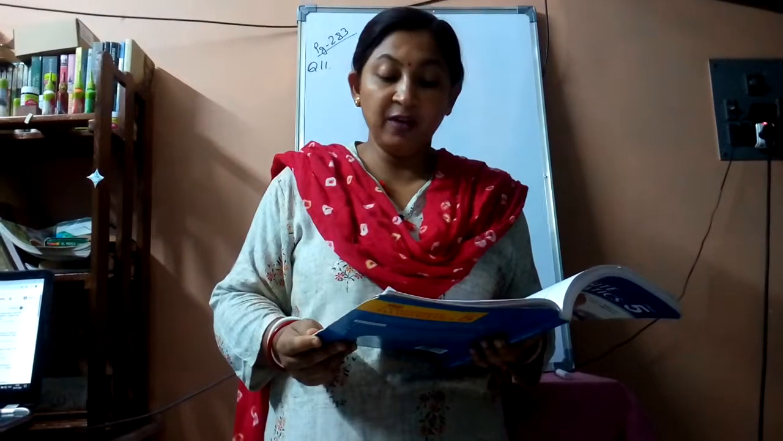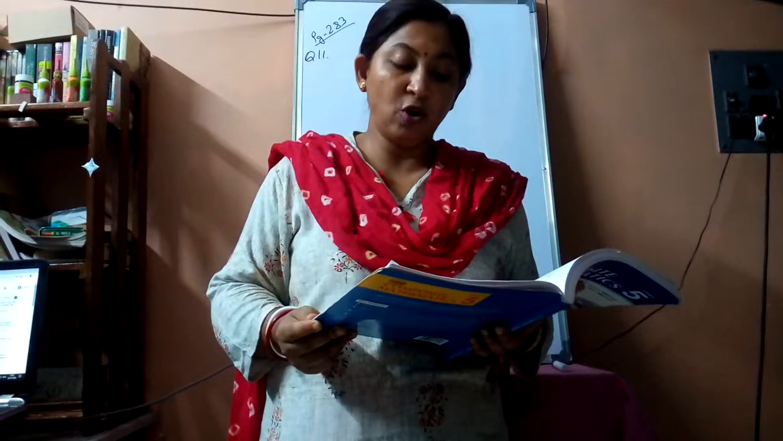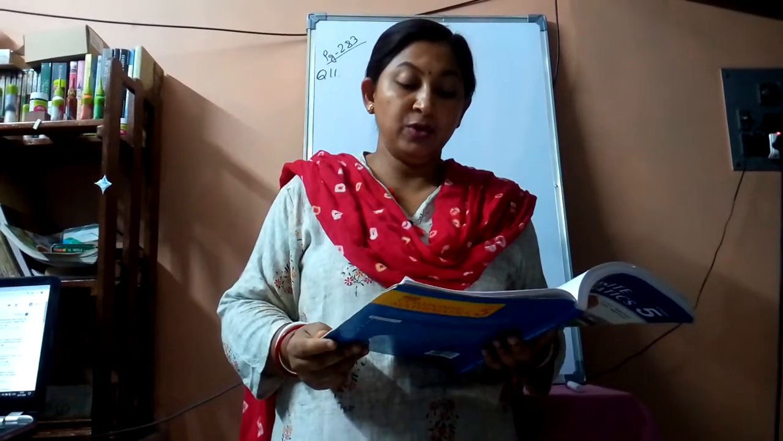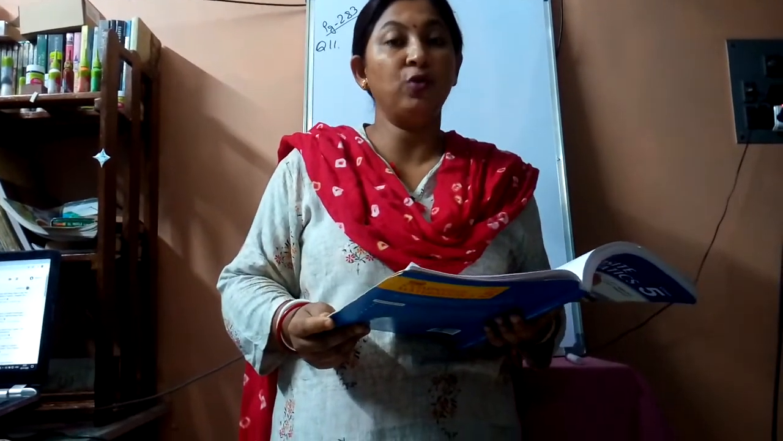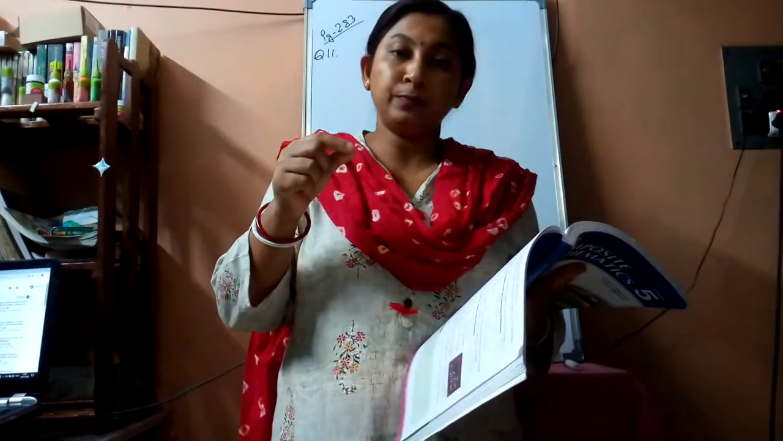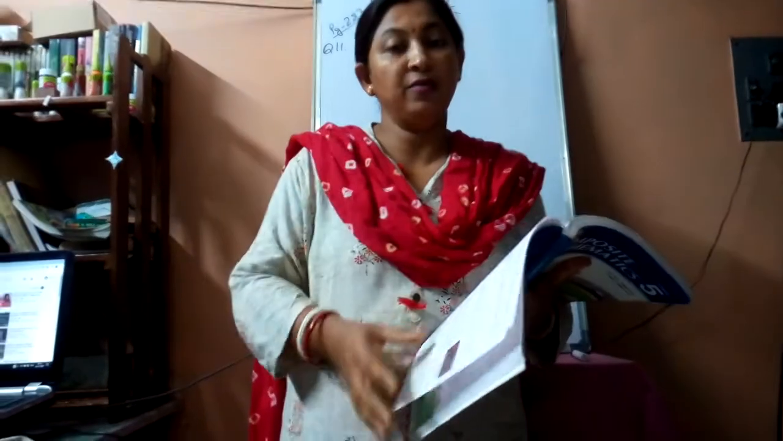Now see question number 11. The sides of a triangular field are 35 meter, 60 meter and 110 meter. Find the length of wire required to fence the field. Here one triangular field is given, and the three sides of the triangular field are given. You have to find the length of wire which is required to fence the field. Fence the field means it is the wire which is to be covered from the outside boundary.